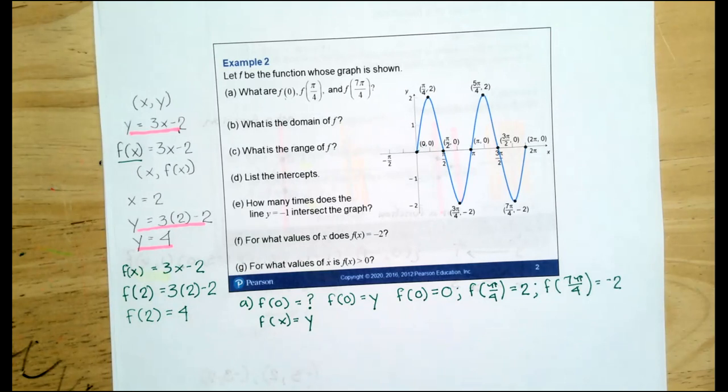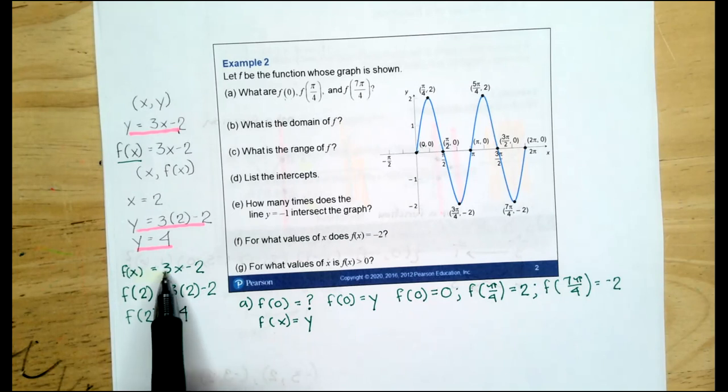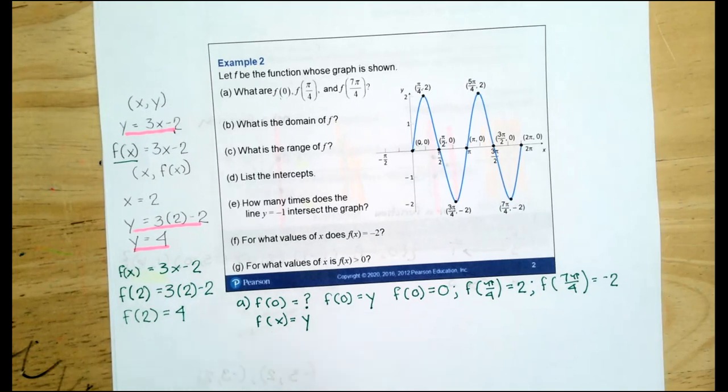So that is how we are finding the input: the number in parentheses next to the letter of the function. And then the answer, the output, is after the equal sign, okay? So our y is after the equal sign, our x is next to our letter.